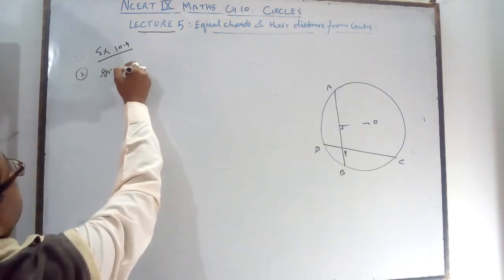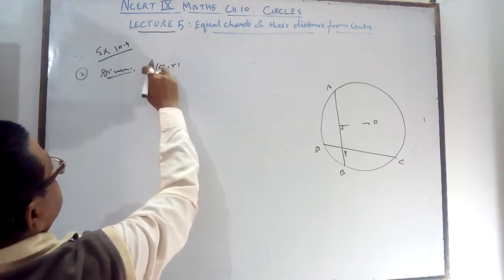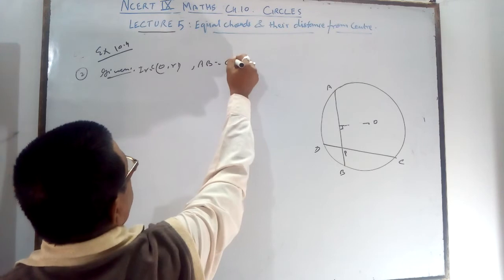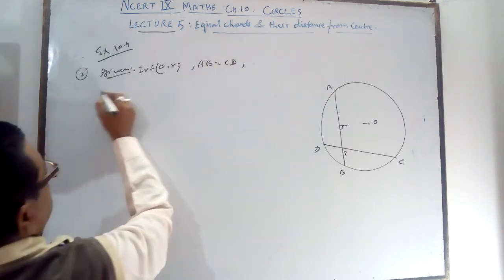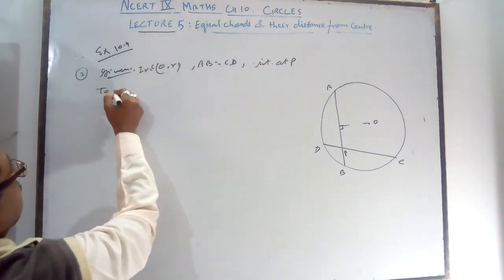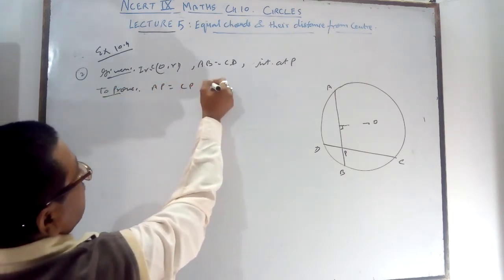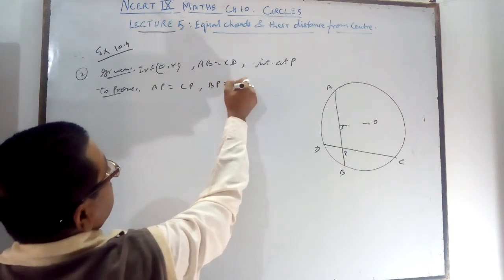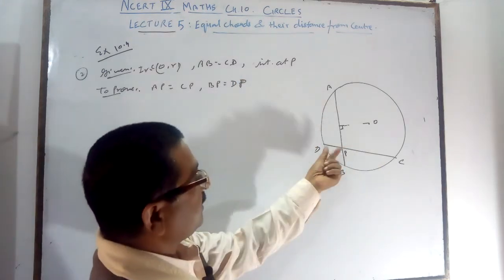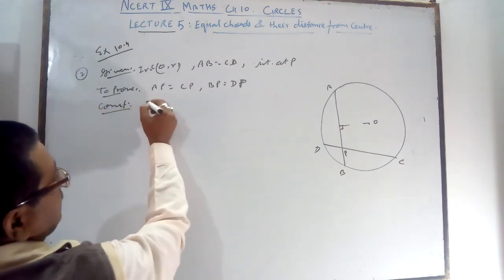Given: in a circle of center O and radius R, chords AB and CD are equal, intersecting at P. To prove: what do you want to prove? AP is equal to CP, and BP is equal to DP. You want to prove that segments, meaning parts of the chord, are equal: the bigger part equal to the bigger part, the smaller part equal to the smaller part. For this proof, there is a construction.